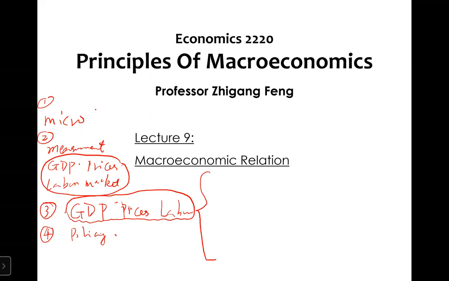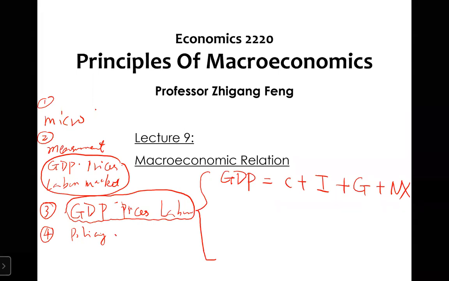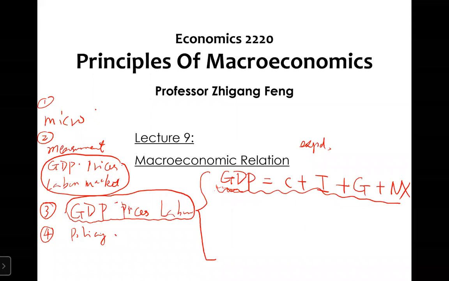Okay. So the way we start is from GDP. That's a key equation, GDP equals C plus I plus G plus NX. Right? That is what we learned in the second module. We learned how to measure GDP, and this is what we call the expenditure approach. And we are going to focus on this expenditure approach, and we are going to look at this equation to understand what determines GDP.